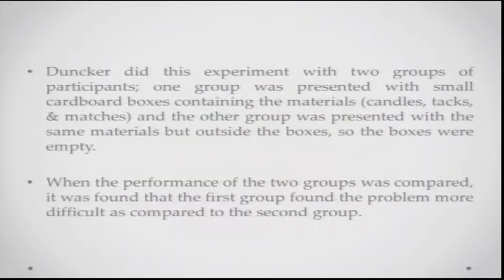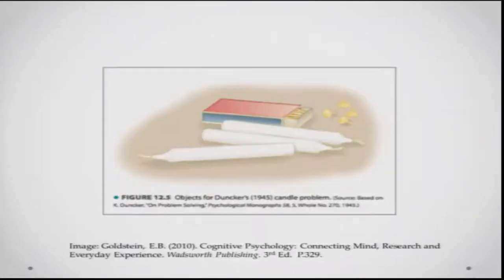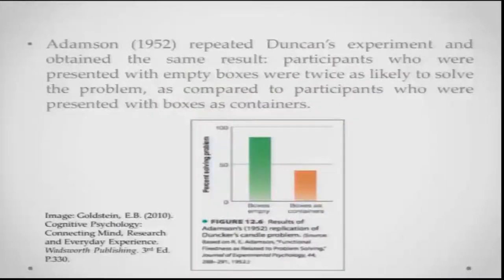But the first group are not being able to see this extra use of the matchbox. They are just thinking that a matchbox is used to contain, and cannot be stuck to the wall. So this functional fixedness, this fixation with using the box in only one particular way, is hampering their approach to solving this problem. Adamson in 1952 repeated Duncker's experiment, and he also got the same result. Participants who were presented with empty boxes were twice as likely to solve the problem as compared to participants who were presented with boxes as containers.